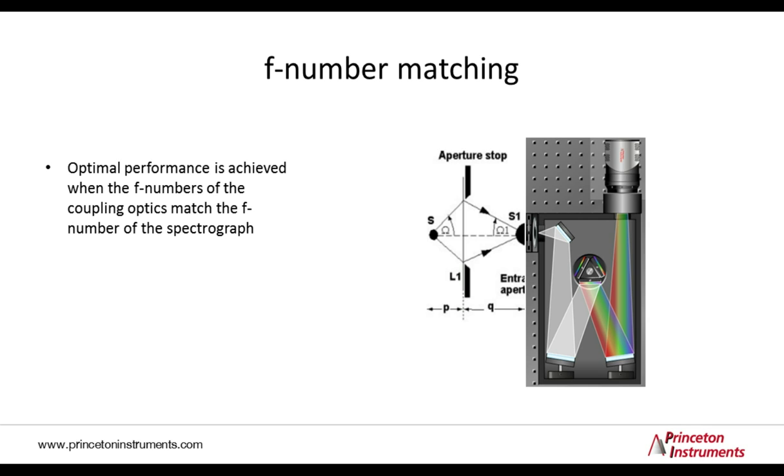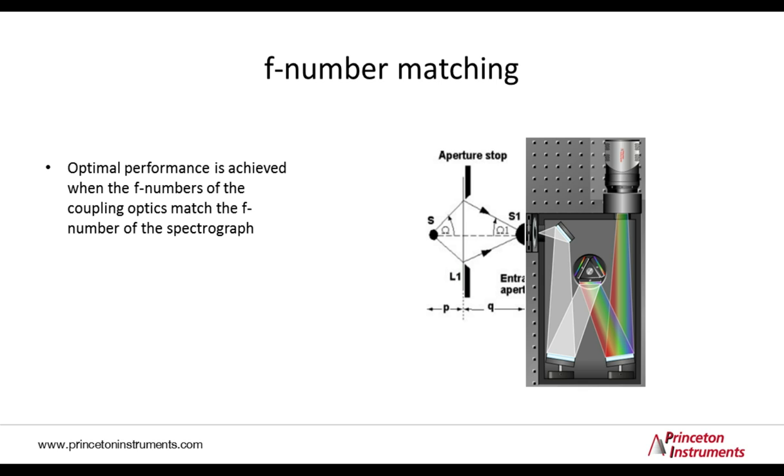The typical best approach is to do F-number matching. That means matching the F number of the coupling optics to the F number of the spectrograph, so that the acceptance angle matches the best collection angle for the spectroscopic instruments. And we see very often that this is not being properly taken care of or optimized in many situations.